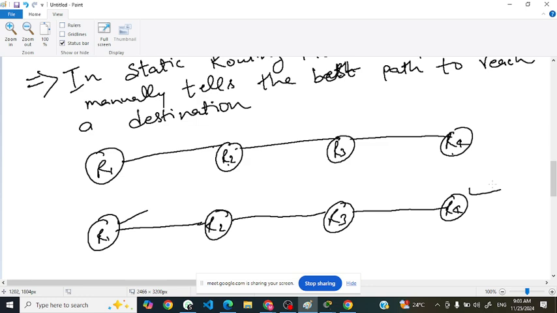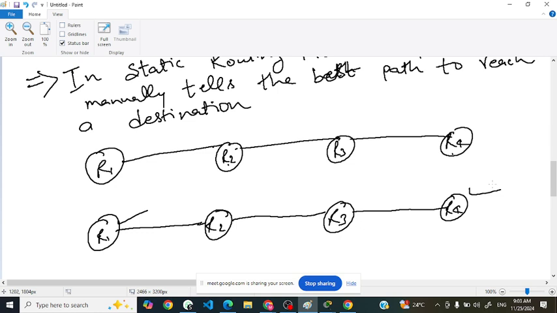Lakshman, did you get the difference? Yes, sir. Now is it clear for you? Yes, sir. Understood. Ravi Shankar and Venkat. Yes, sir. I understand. Got it? So Venkat, can you tell me what is the difference between static and dynamic routing?